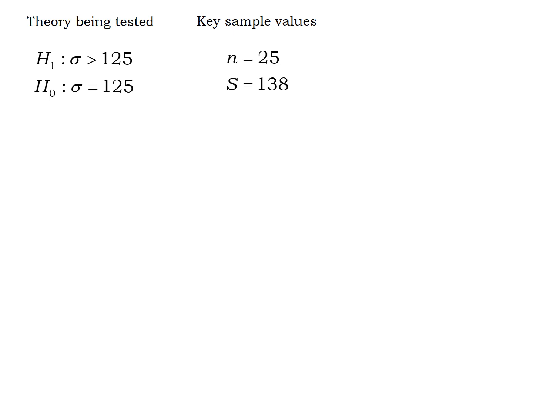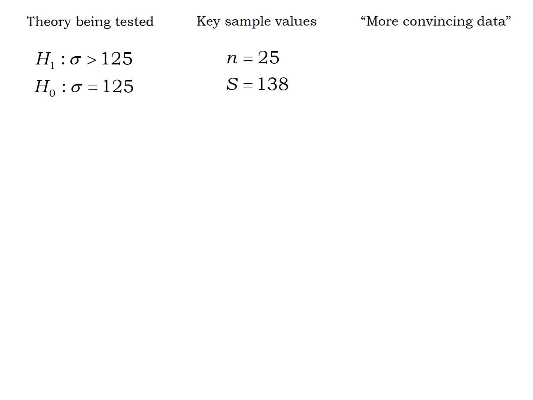In our first example, the theory that we're going to test is that sigma is greater than 125. That is, our standard deviation for the entire population is higher than 125. First thing we would do is assume that sigma is 125 until we see some proof. Now, the key sample values here, again, I've made all these up, so this is just examples. Let's assume that they're 25 for our sample size and a standard deviation of 138. So what would more convincing data than that be?